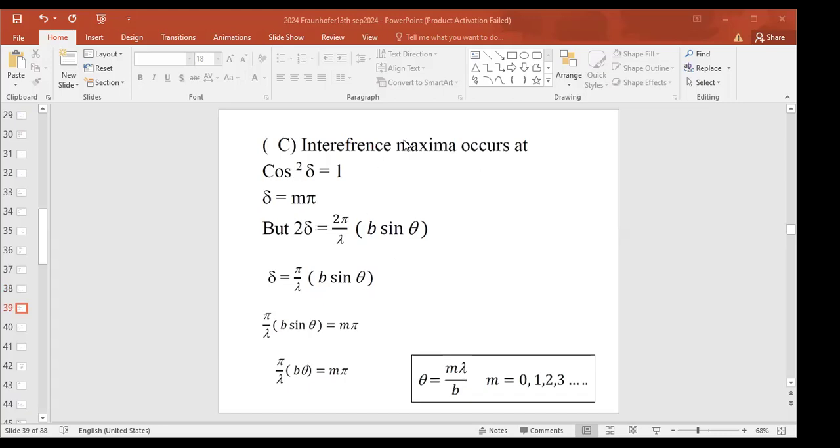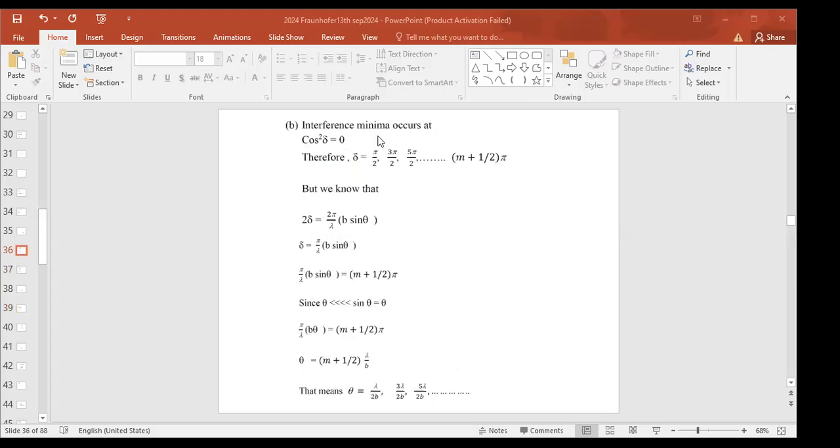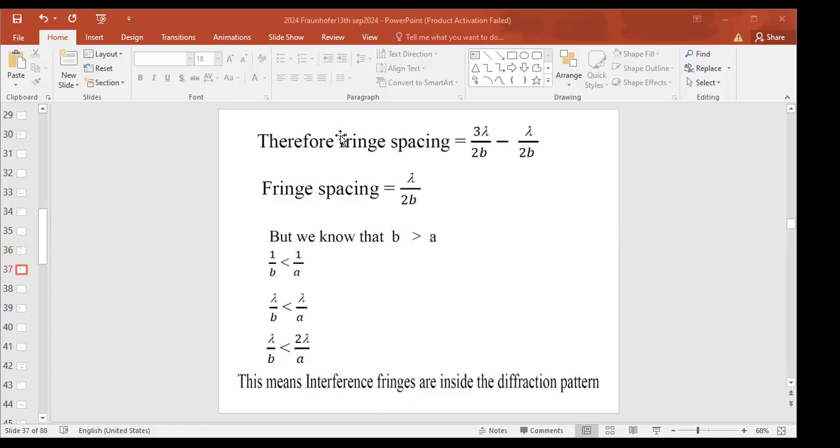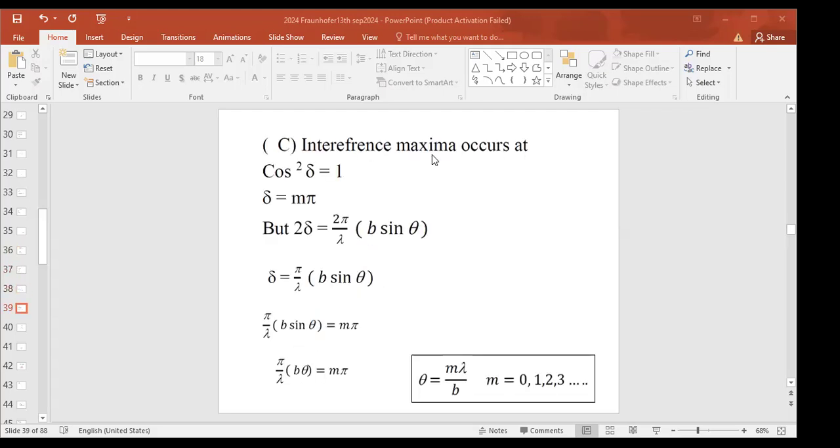Interference maxima, right? So now we know that inside the diffraction pattern, we will have an interference pattern. In the interference pattern, due to two slits, we will have maxima and minima. Now we will consider the maxima, interference maxima. In that pattern, we will have maximum places. Therefore, we have to consider, right? So here we consider minima places, right? Interference minima places, that means cos square delta should be equal to zero. So likewise, we can think about the maxima also. To get the maxima, cos square delta term should be one. Only it can be either zero or one. In between, we can have different values. But for the maximum value, it should be 1.